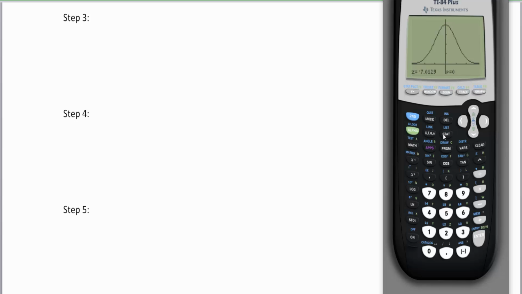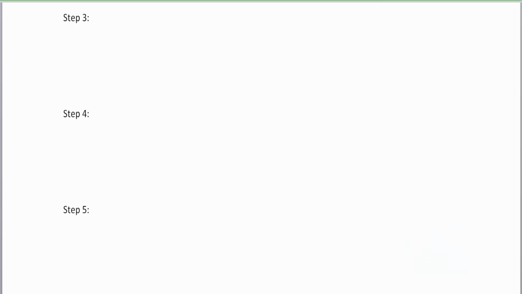Now I want to show you another way. If you went to, instead of the graph in the draw mode, what if you went to calculate? Now you have something called P 1.17E negative 12. Now, I love this answer because it shows you just how improbable this is.